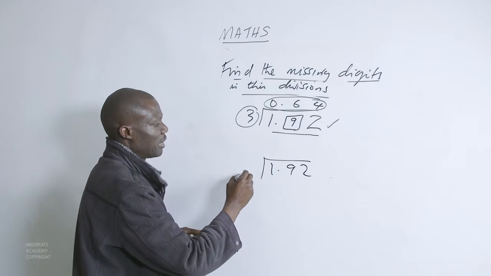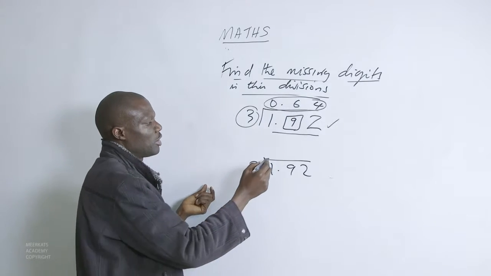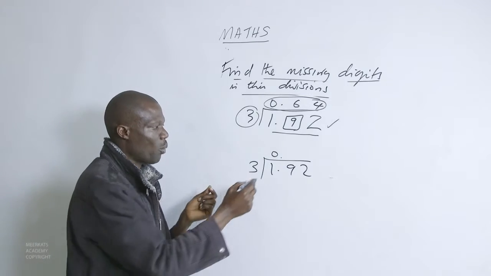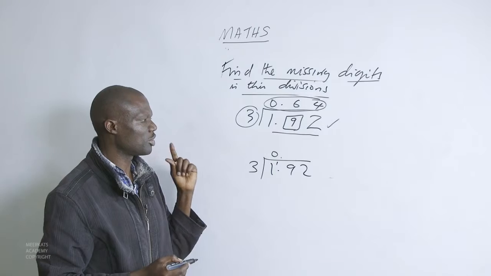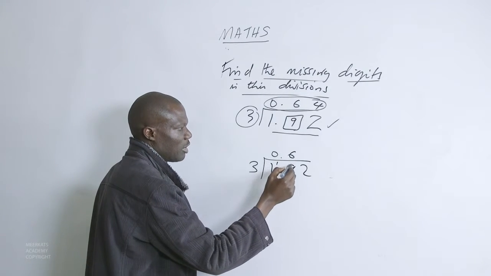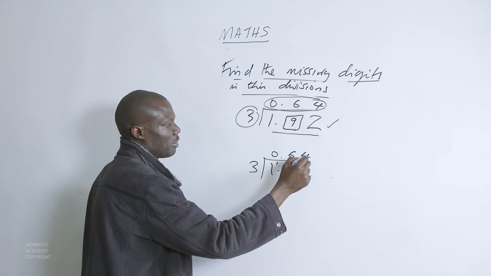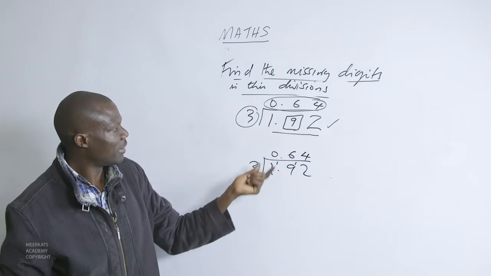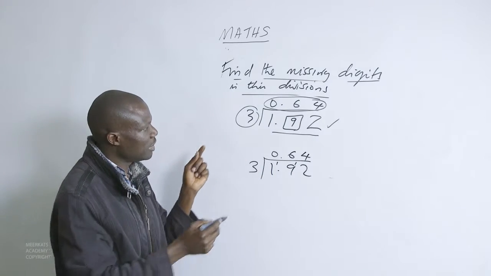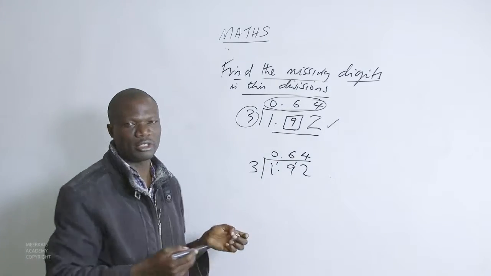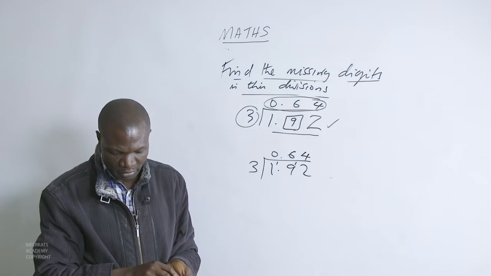1.92 divided by 3. 1 into 3, it does not go into 3. We put a 0. We carry 1. Then 19 into 3, it goes 6 because of 18. We carry 1. 12 into 3 gives us 4. So we are able to confirm that 1.92 is the digit that was required for us to complete the dividend in the above question.